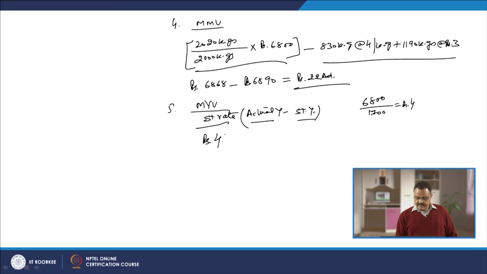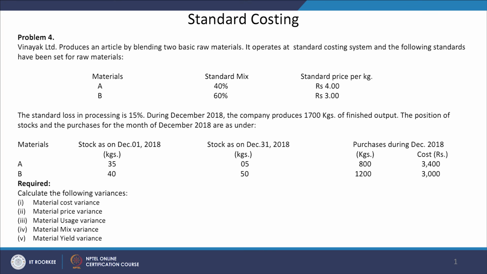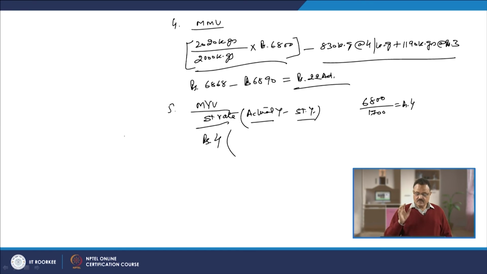This is 4, and now we take the actual yield. Now, what is the actual yield? The actual yield is given to us; let us go back to the case and try to find out what the actual yield is. In this month of the year 2002, the company produced 1700 kgs of final output. So, 1700 kgs was the actual yield, and what was the standard yield?